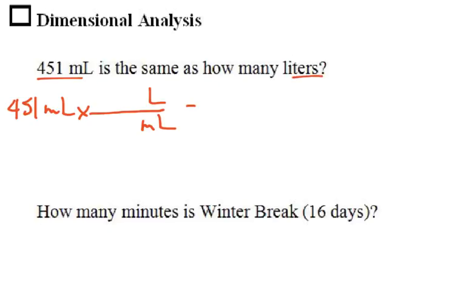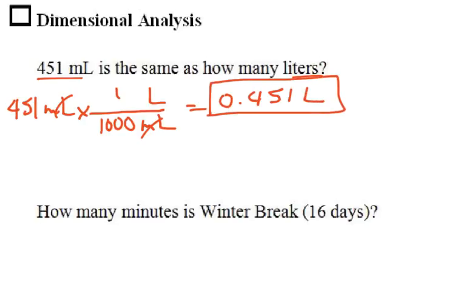This is the setup. So all I have to do is put in numbers. For every liter, there are 1,000 milliliters. So when I multiply 451 times 1, the milliliters cancel out, divided by 1,000, then I get 0.451 liters. And that's my answer.